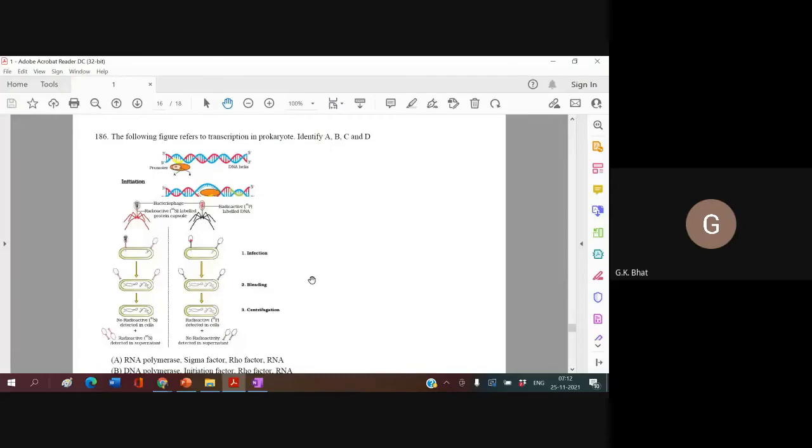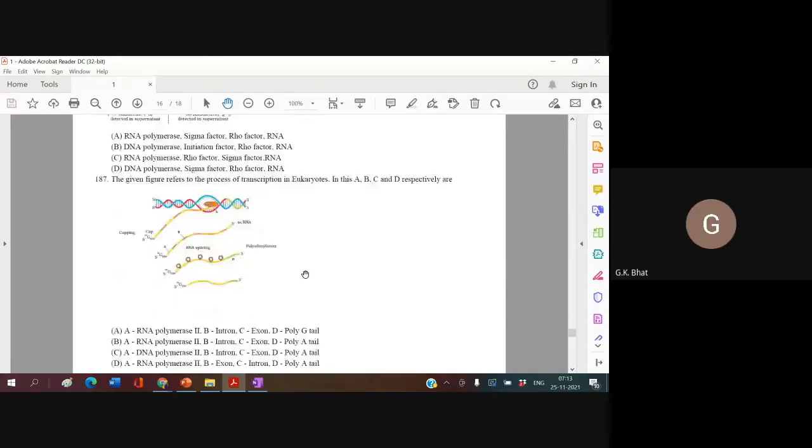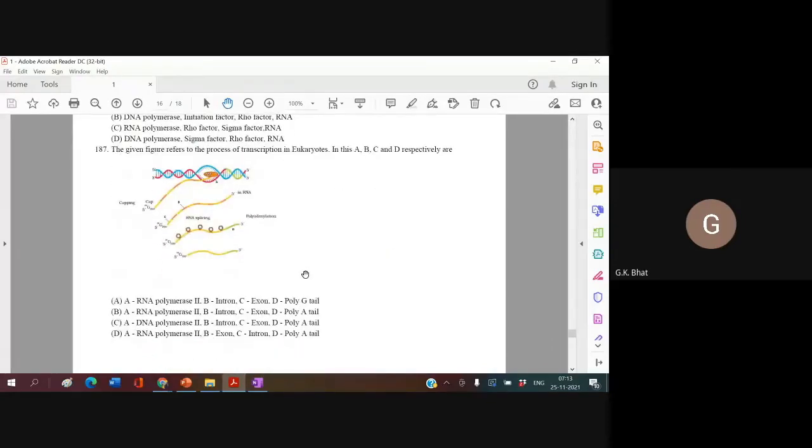Can you see this? What do ABCD stand for? You know where is that A? A is RNA polymerase. B is sigma factor. So the answer is A. 187. All these are figure-based questions.